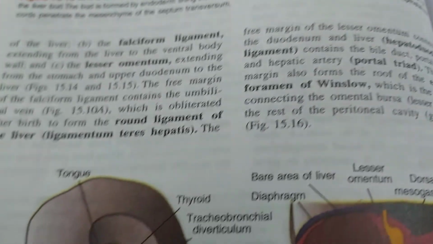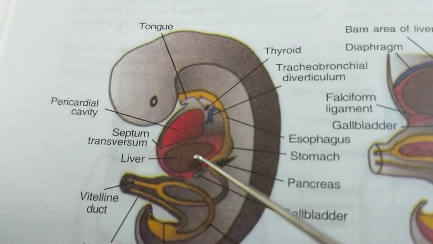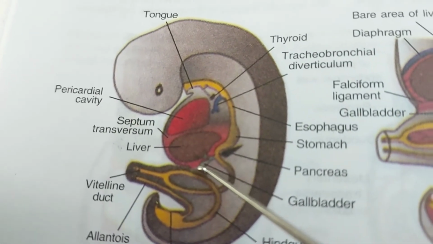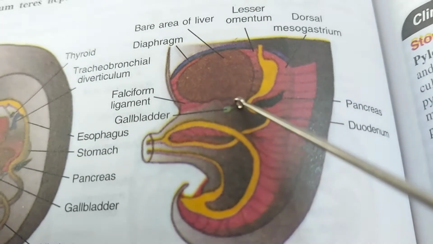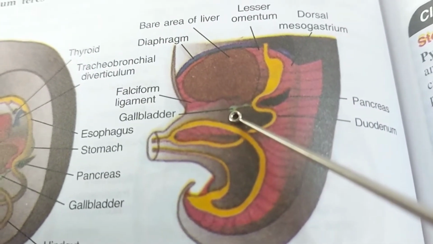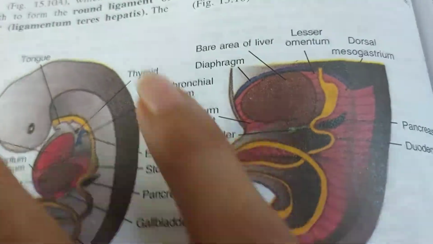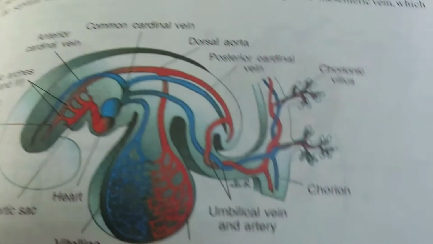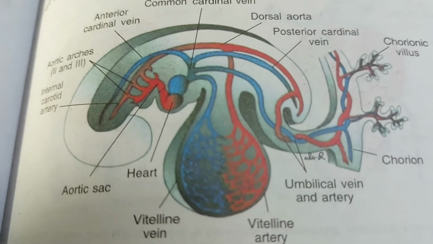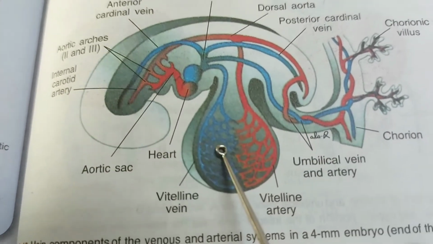Here we see the further development of the liver parenchyma. Here is the gallbladder, and this is the final development of the liver and the gallbladder from the pars cystica. And the development of the sinusoids, or venous system of the liver, is from the vitelline vein.